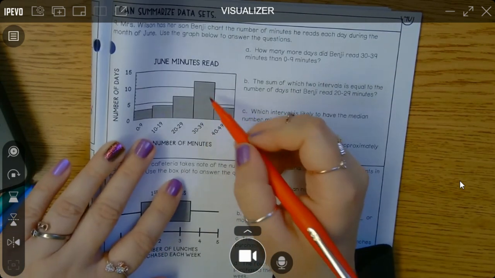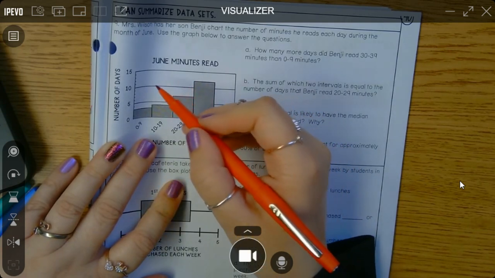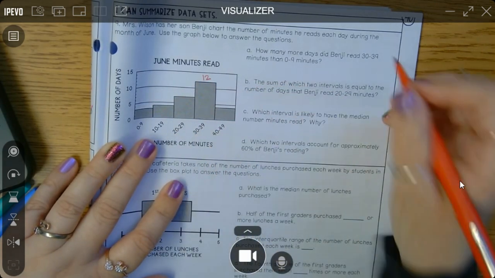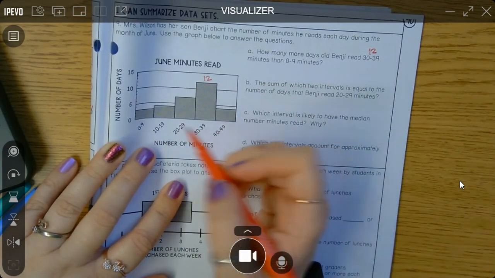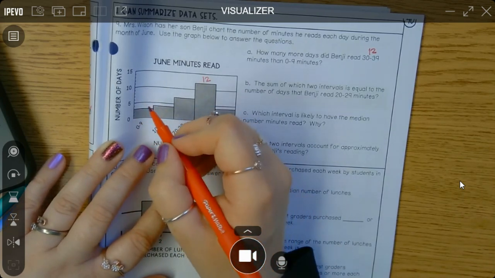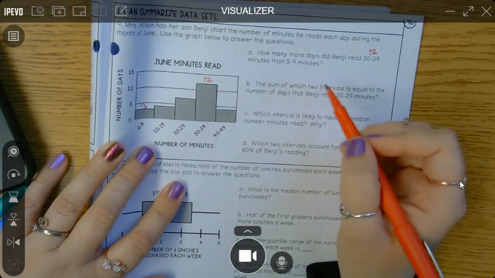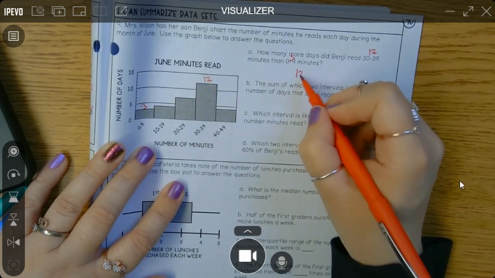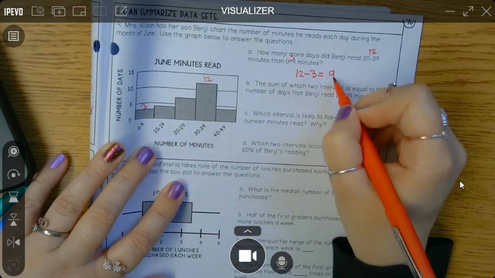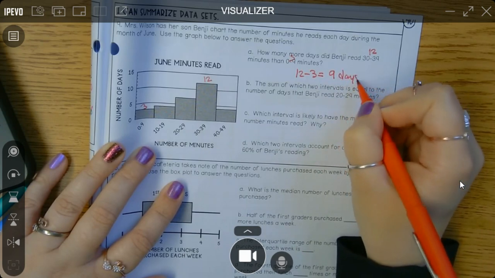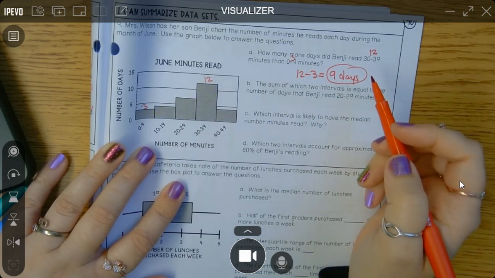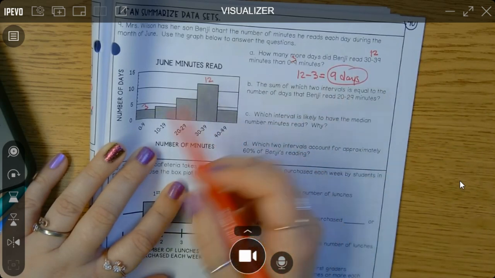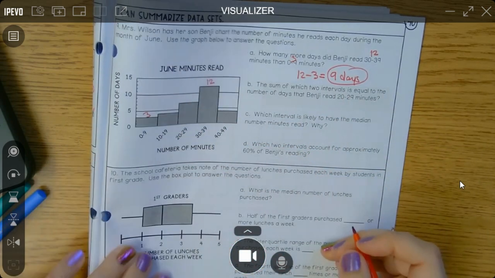So 30 to 39, that falls at the 12, okay? And then 0 to 9, that falls at 3. So how many more days did he read this many minutes than this many minutes? Well, 12 minus 3 is 9. So 9 days he read more, the difference there, 12 minus 3. Okay?